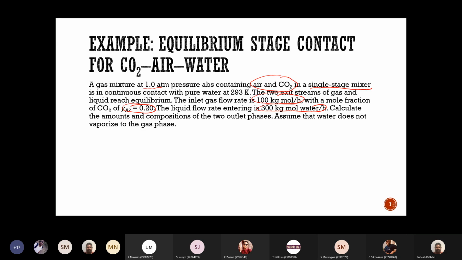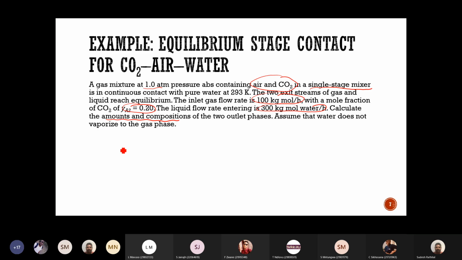What are you asked to determine here? You are asked to determine the amounts and compositions of the exit stream. So that's what's required from the question. Anyone confused about what the question entails, what the question wants? Okay, I assume you know what it means.